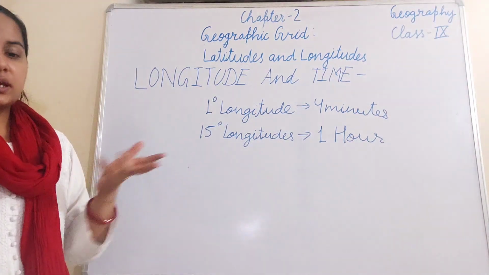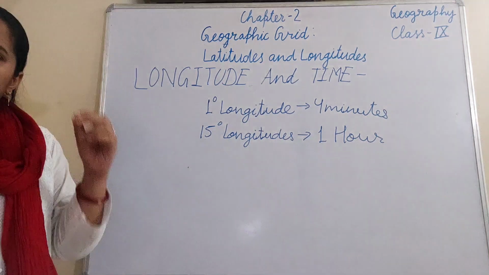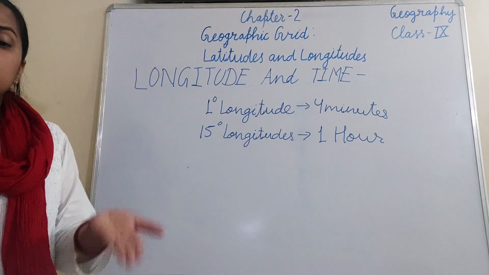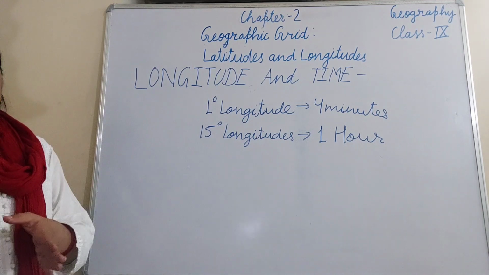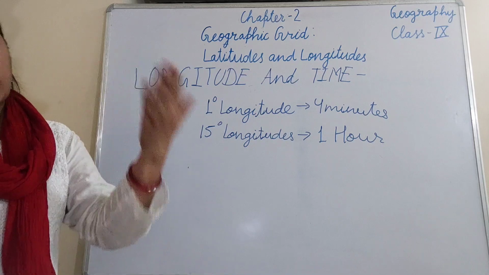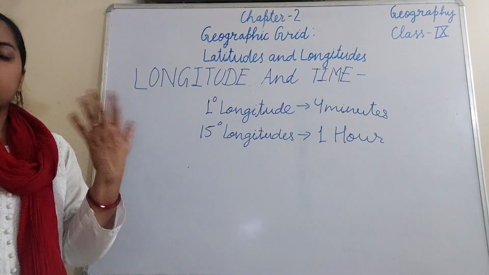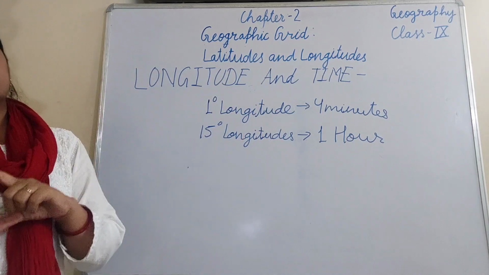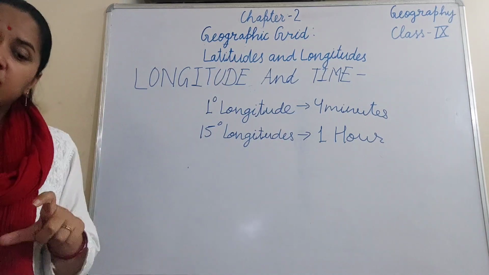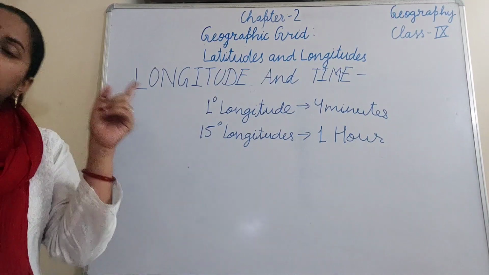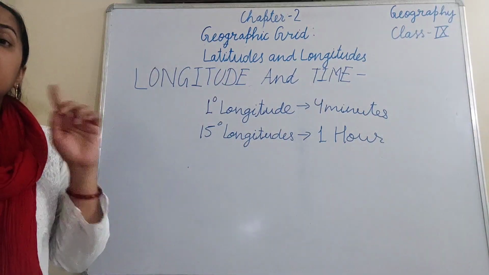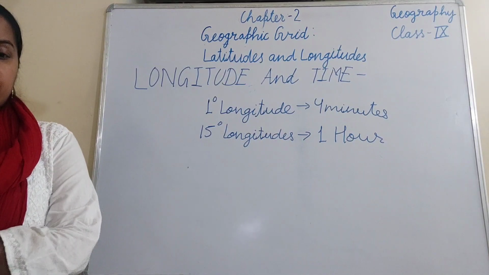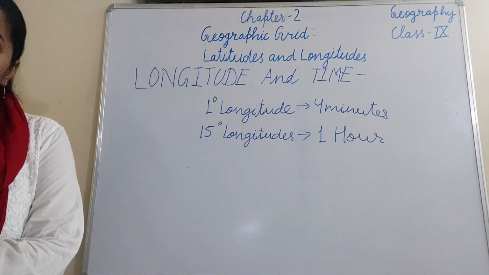So suppose we take the example that if it is 12 noon at 0 longitude, it must be 4 minutes past 12 noon towards the east, that is at 1 degree east longitude. If we talk about the 15 degree east longitude, then the difference in time will be 1 hour. So if it is 12 noon at 0 degree, it will be 1 p.m. at 15 degree longitude. And the same applies towards the west.